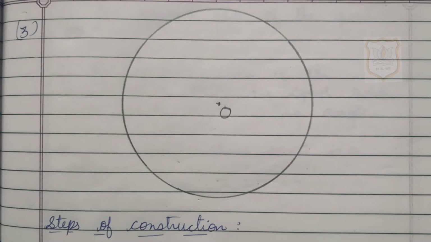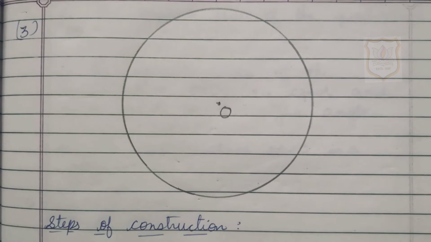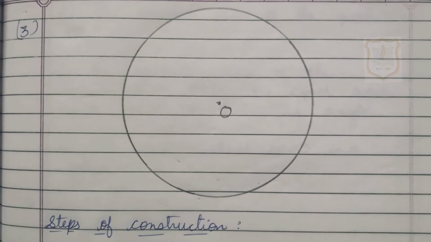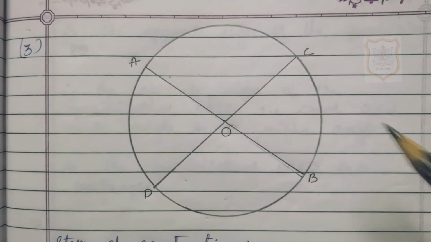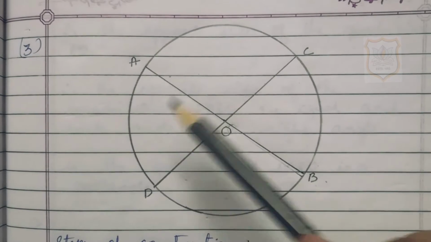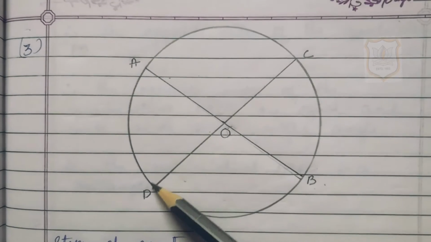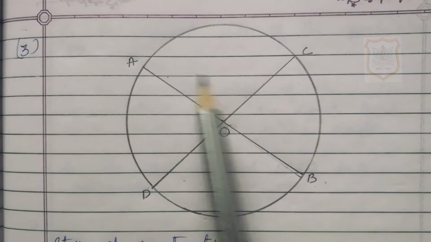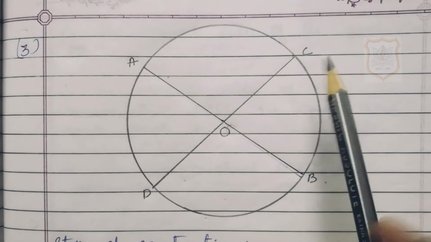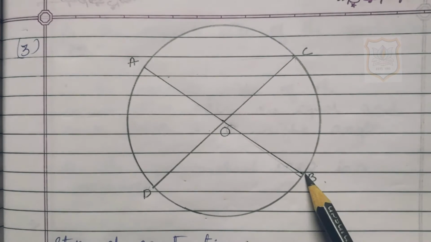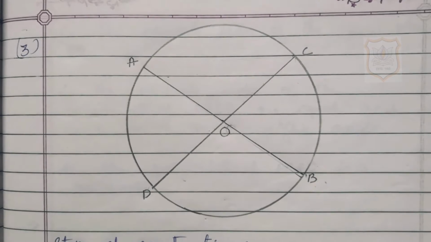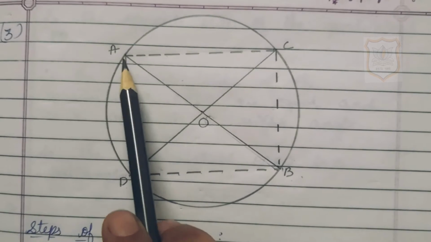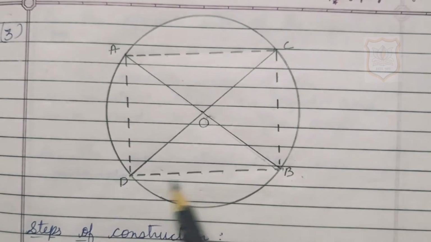Step 2. AB and CD are any two diameters. Here we have to draw two diameters. Students, in this way we will draw two diameters, AB and CD. Step 3. On joining the endpoints of the diameters, we get a quadrilateral ACBD. Here we have to join the endpoints of these diameters to form a quadrilateral. Students, in this way we join the endpoints to form a quadrilateral.